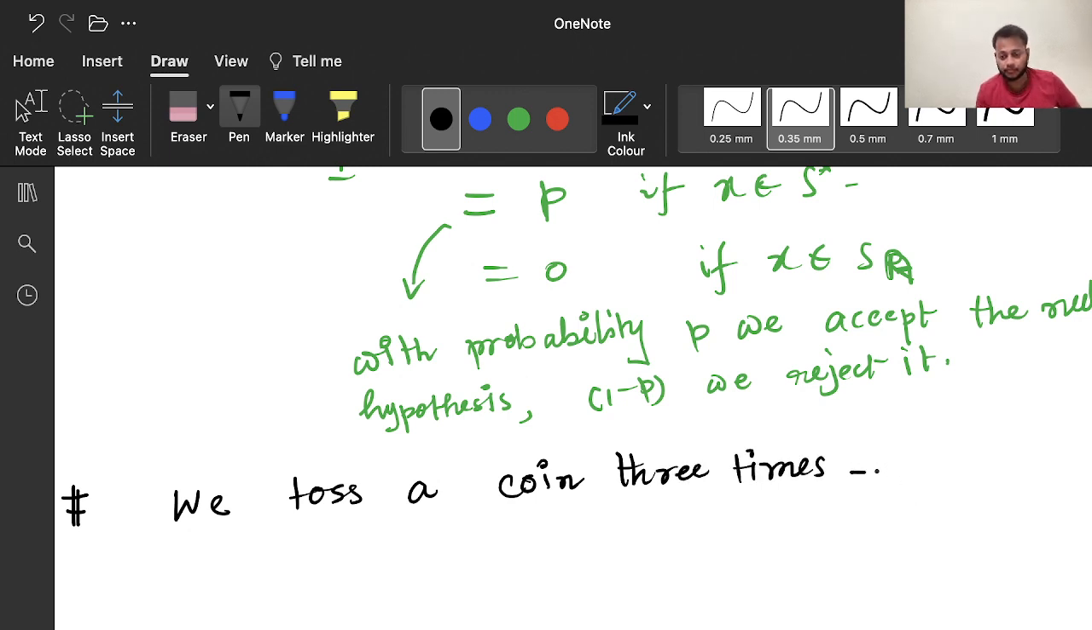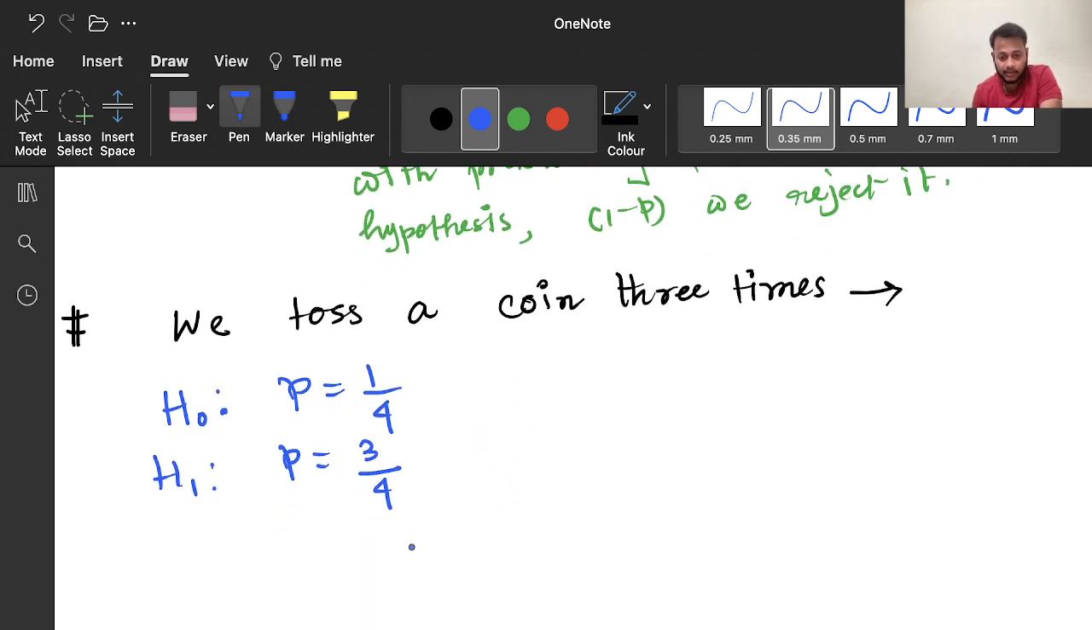Now we want to find the probability of head. What is the probability of head? So first, the hypotheses are H0, the null hypothesis, probability is 1/4, and the alternative hypothesis is probability of 3/4. Now let us define the test.